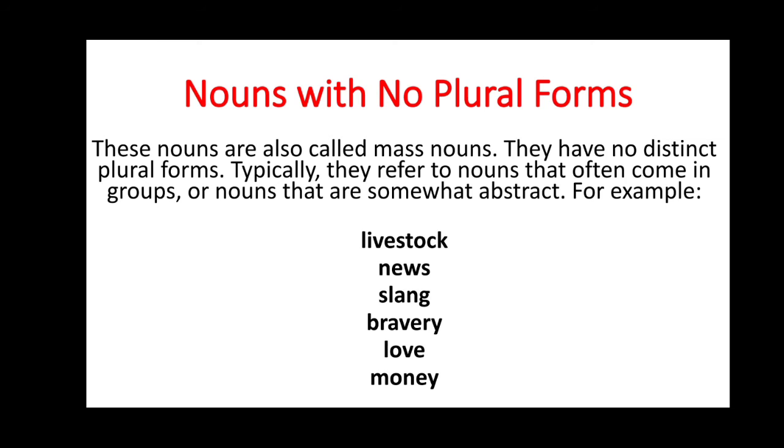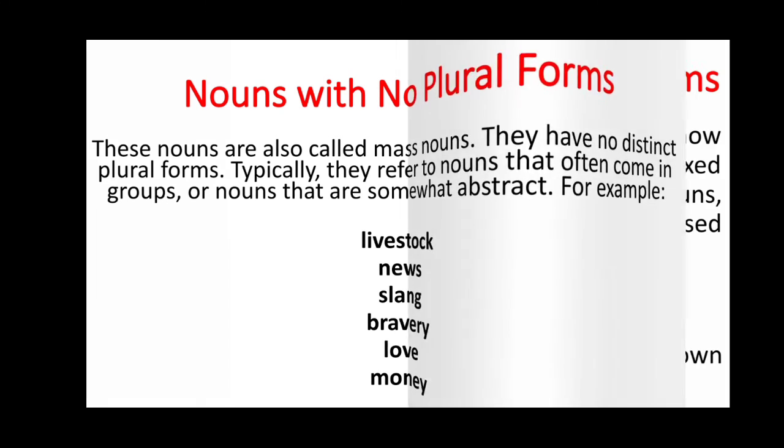You'll see these most often in clothing vocabulary, such as scissors, shorts, pants, or trousers, jeans. Nouns with no plural forms. These nouns are also called mass nouns. They have no distinct plural forms. Typically, they refer to nouns that often come in groups, or nouns that are somewhat abstract. For example, livestock, news, slang, bravery, love, money.